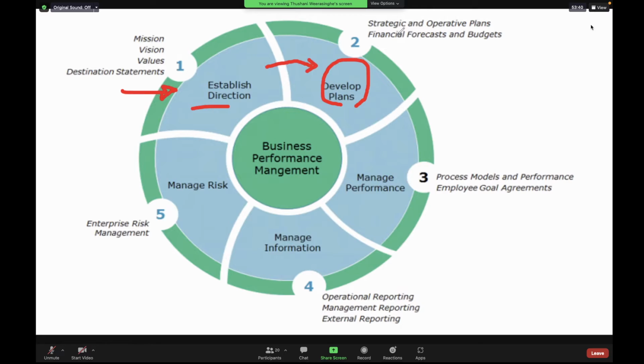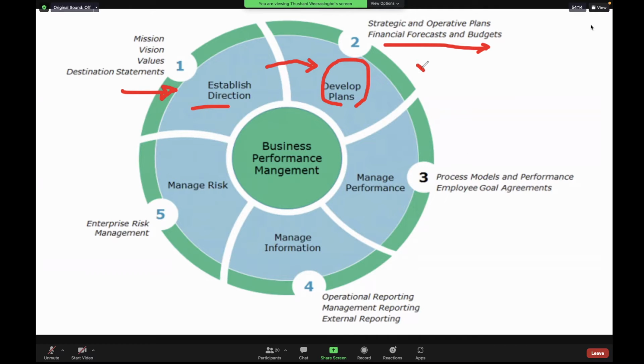There you will do some strategic and operative plans, and then the financial forecast and budgets. We have to prepare a budget and see: this is our expected income, this would be the estimated expenditure, and we expect that we will have this much income. So then we prepare a plan, and finally you have to evaluate as well, at the end, and manage the performance.